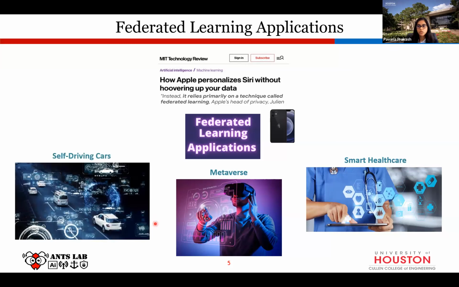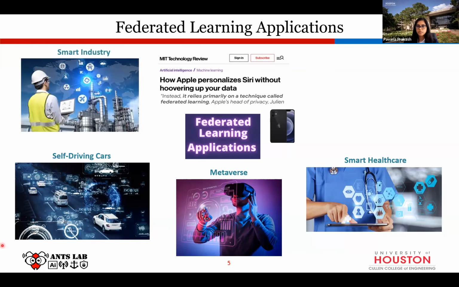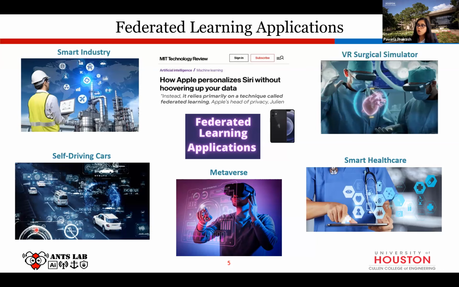Or self-driving cars, where you have real-time information being fed to you. There are collective, diverse driving scenarios that can be fed to the machine, which will help it make intelligent decisions very quickly. And you also have the smart industry. Instead of manually intervening to do any kind of control, all quality control and applications can be controlled and backed by federated learning. Also, the most recent one is the VR surgical simulator, where it is much easier for medical students or probably junior doctors.